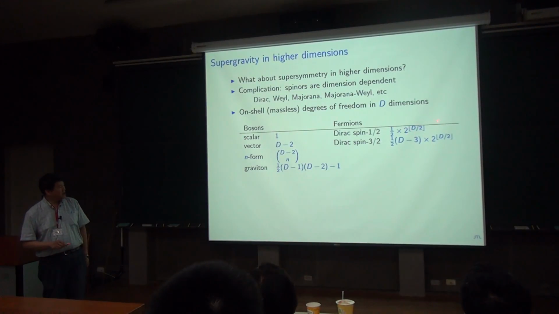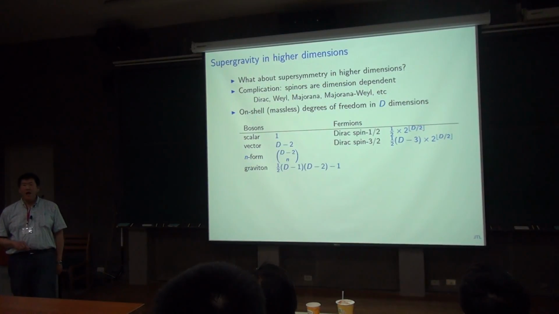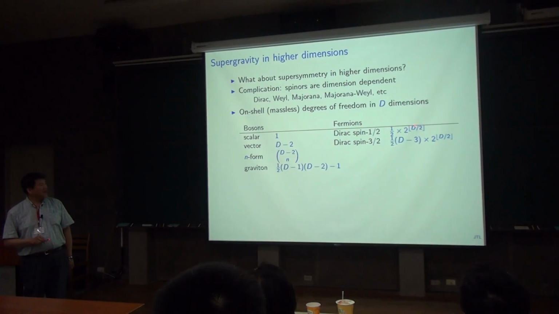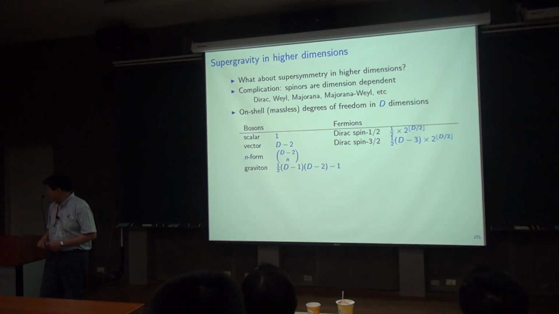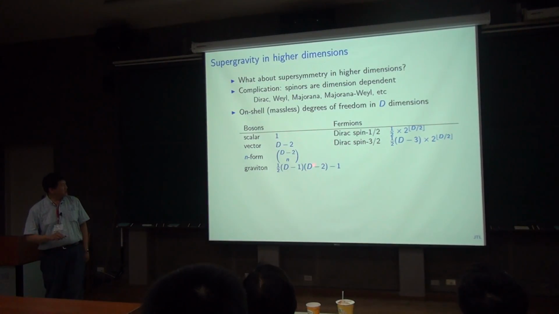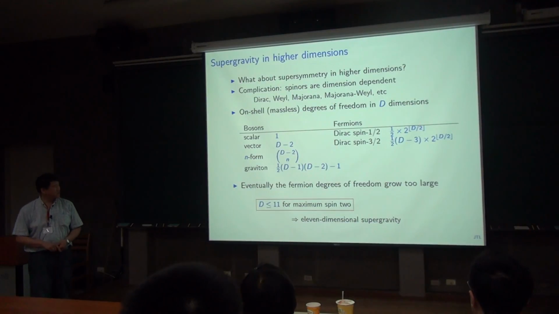d over 2. That's the integer part of d over 2. And so as I go up in dimensions over here, I get 2 to the d over 2, which can start getting very large over here. So if I want to match bosons and fermions, these go as some power of d, these go as some exponential of d. Pretty soon when d gets big, you can't match bosons and fermions anymore.